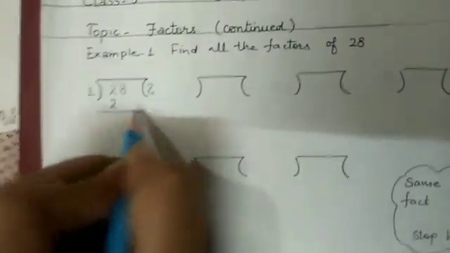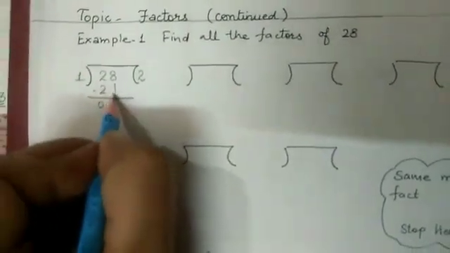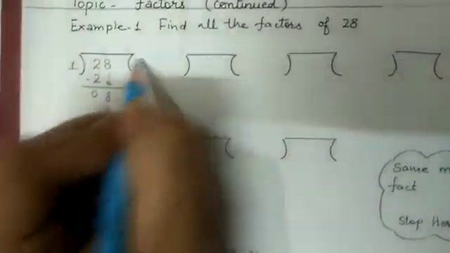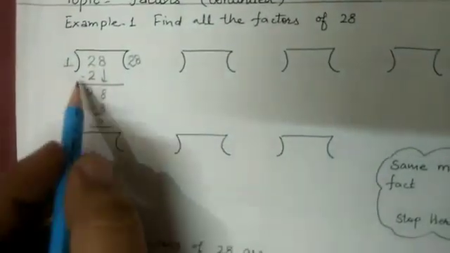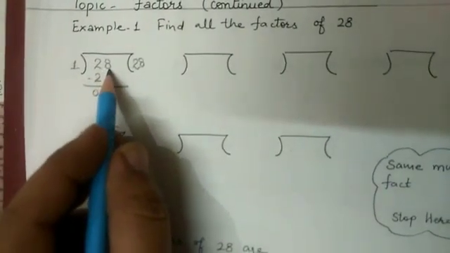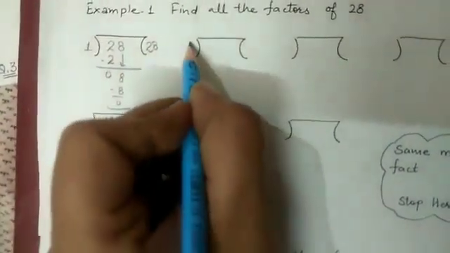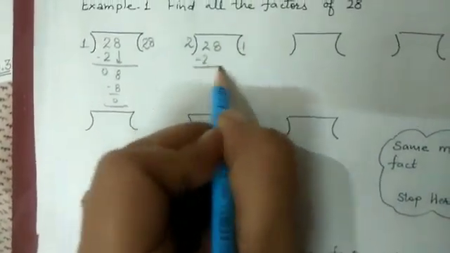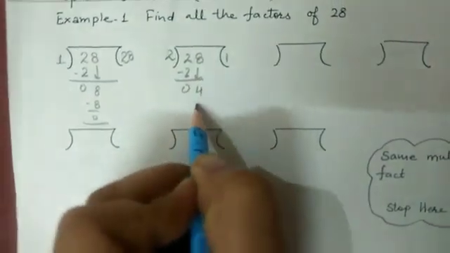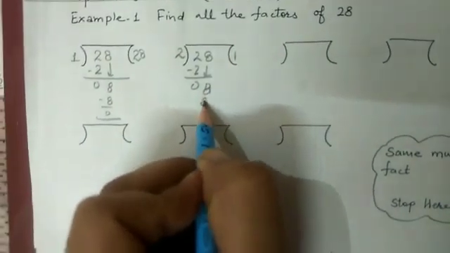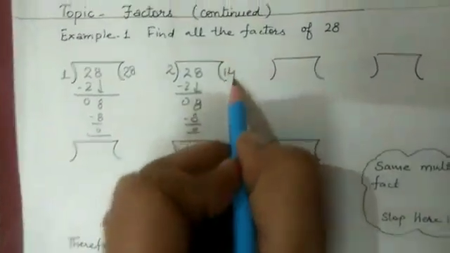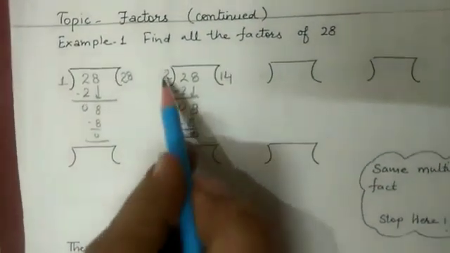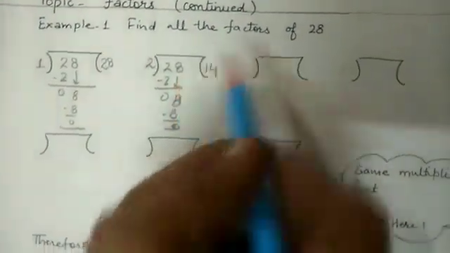1 2s are 2, 1 8s are 8. If we are getting remainder as 0, it means 1 is a factor of 28. Now let us divide by 2. 2 1s are 2, 2 4s are 8. Again the remainder is 0. So 2 is a factor of 28.